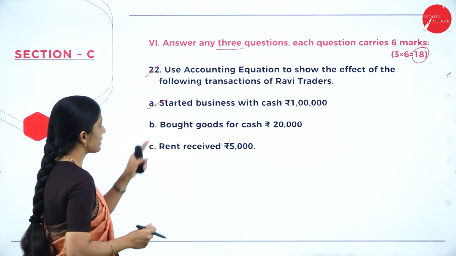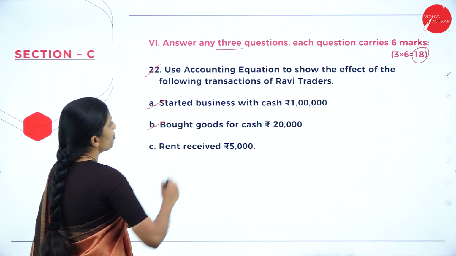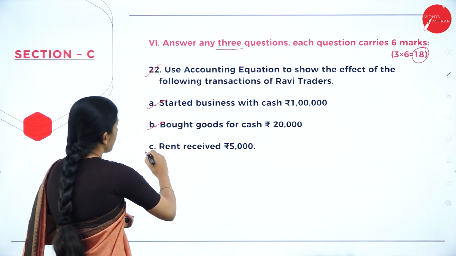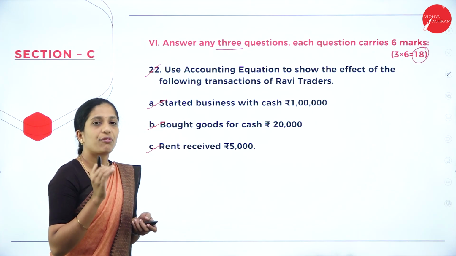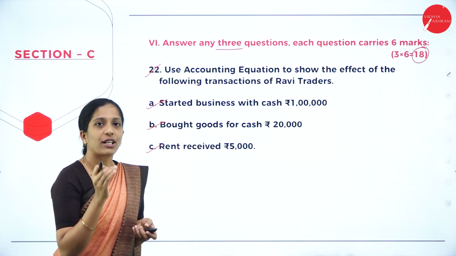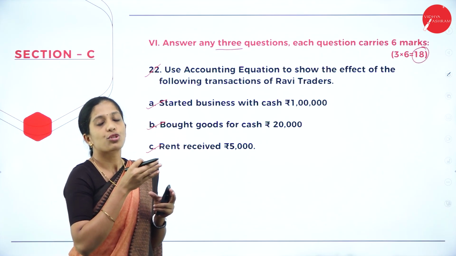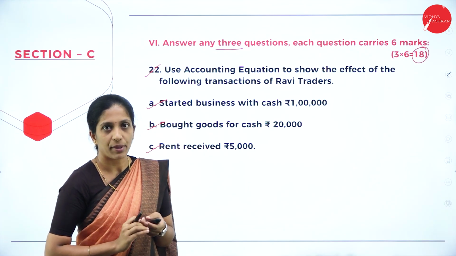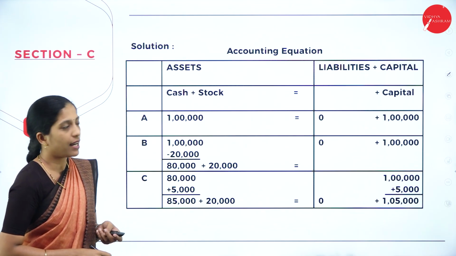Your transactions: A, started business with cash rupees 1 lakh; B, bought goods for cash rupees 20,000; and C, rent received rupees 5,000. You have to write the accounting equation and see the effect of each and every transaction, where the total of assets should be equal to liability and capital. Okay, so let us go through the solution here. This is how you will write the solution.